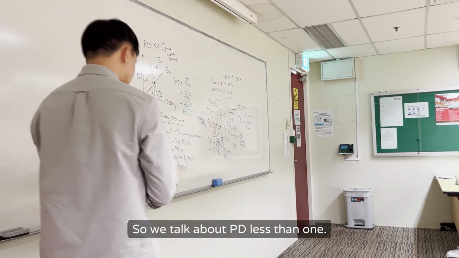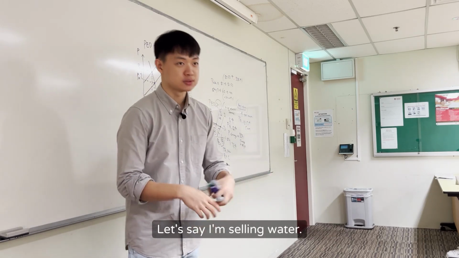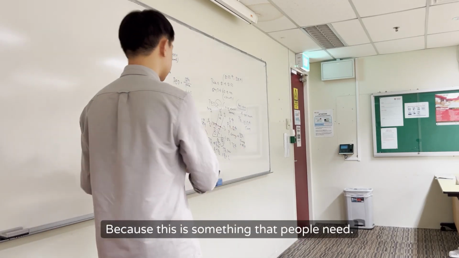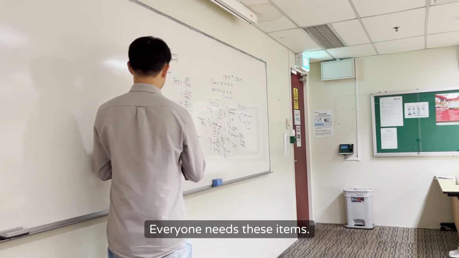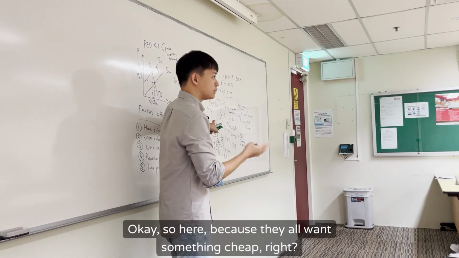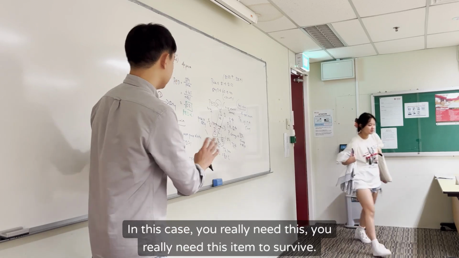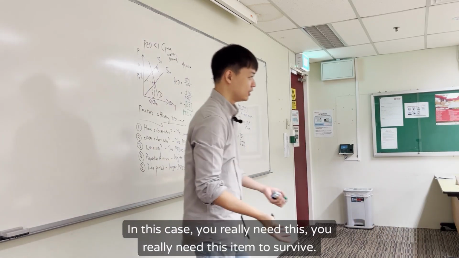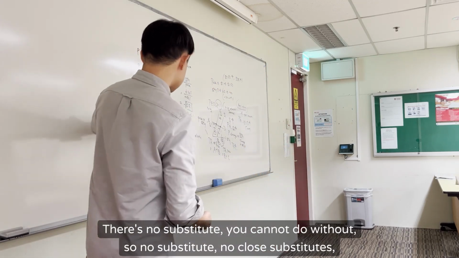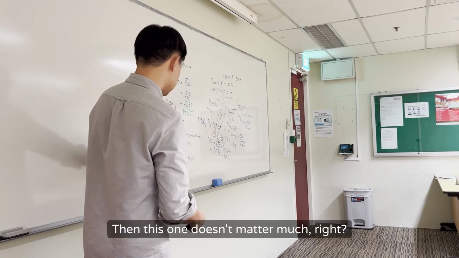Questions? So we talk about PED less than 1. Let's say I'm selling water, I'm selling electricity. And suppose there's no government, then what do I do? Because this is something that people need, everyone needs these items. So then we are going to increase the price. You really need this item to survive. You cannot do without. There's no substitute, no close substitutes, necessity. Income doesn't matter much.